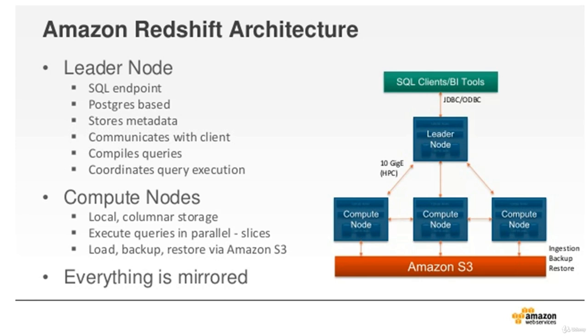So this is a simple architecture for Redshift. It has a leader node, the compute nodes, and everything is mirrored. The leader node manages the compute nodes, which perform columnar storage and execute queries in parallel slices, either via S3 or other sort of storage. The leader node is based on Postgres and stores metadata about compute nodes. It can communicate with clients using business intelligence tools and other things. It helps coordinate query execution.